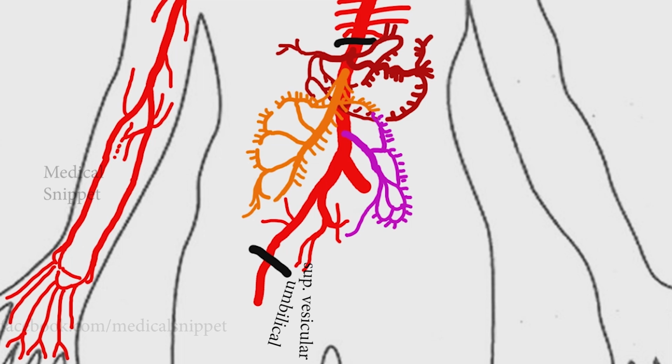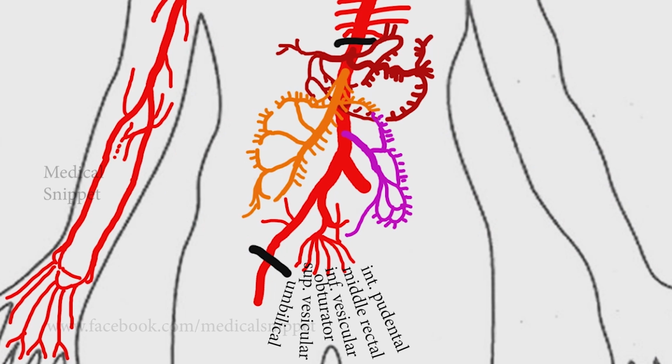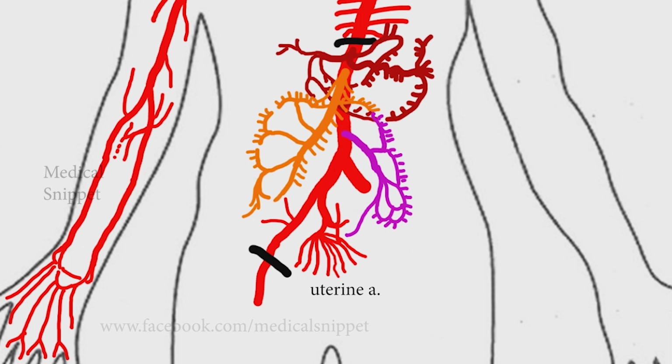Other branches of anterior division are obturator artery, inferior vesicular artery in male or vaginal artery in female, middle rectal artery, internal pudental artery and inferior gluteal artery. In females there is additional branch called uterine artery.